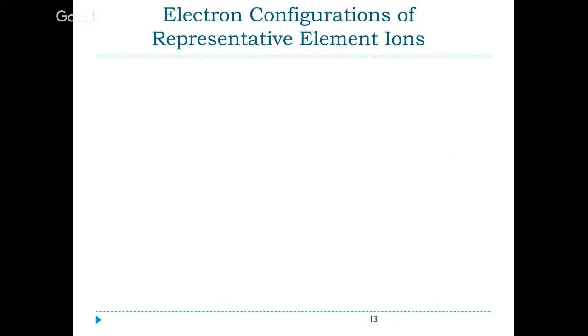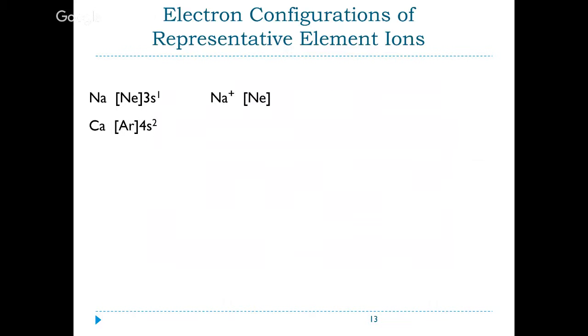So we can write electron configurations of representative elements as their ions. We looked at this earlier in terms of how we are taking electrons away. The noble gas configuration of sodium is neon 3s1. So we take that 1 electron away and now it becomes neon.